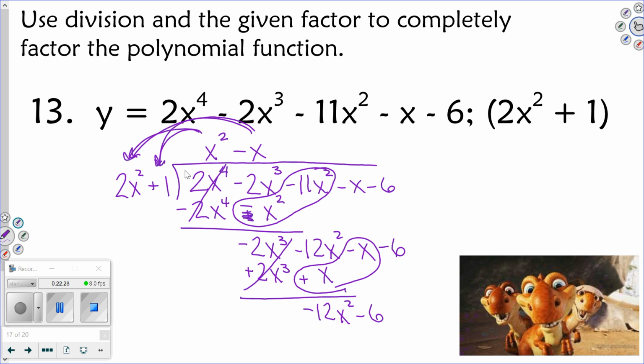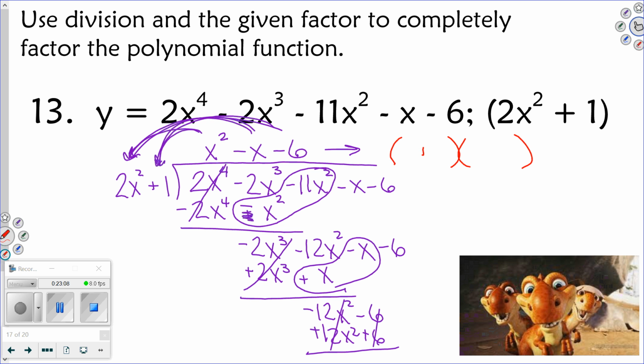Let me start over. What do you multiply 2x squared by to get negative 12x squared? Negative 6. And distribute. We get negative 12x squared minus 6. Change your signs. And those canceled out. Am I done? I heard a lot of you set your pencil down. All right, the directions were to factor completely. So I didn't factor completely. I still need to factor this.